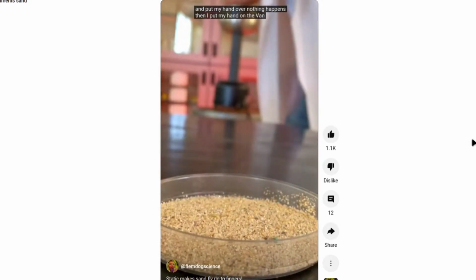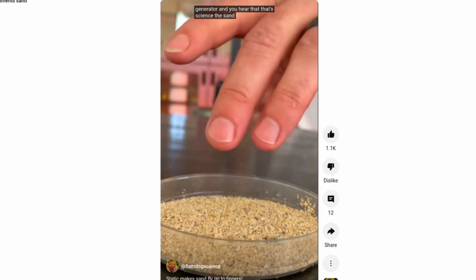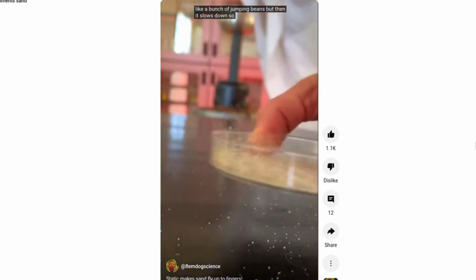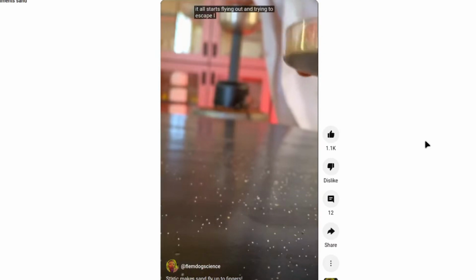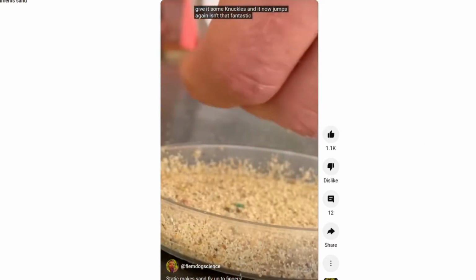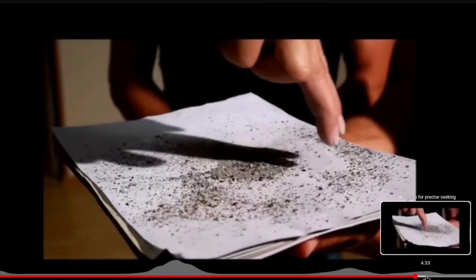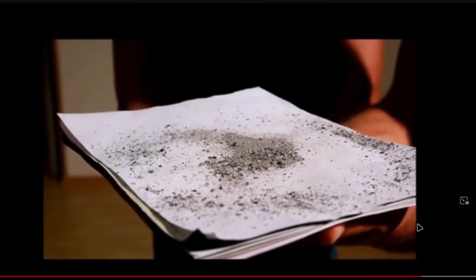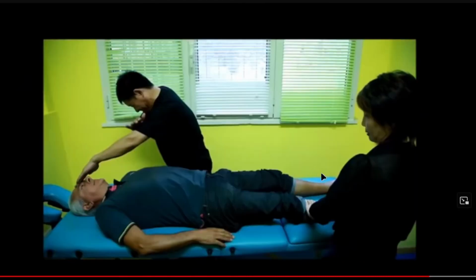I think it uses rotating belts and whatever. And you can see he's pulling up the sand because he's touching the Van de Graaff and getting statically charged. There's a better example in a minute. Look at that. That compared to, it's the same thing. At least to my eyes, that's the same thing.